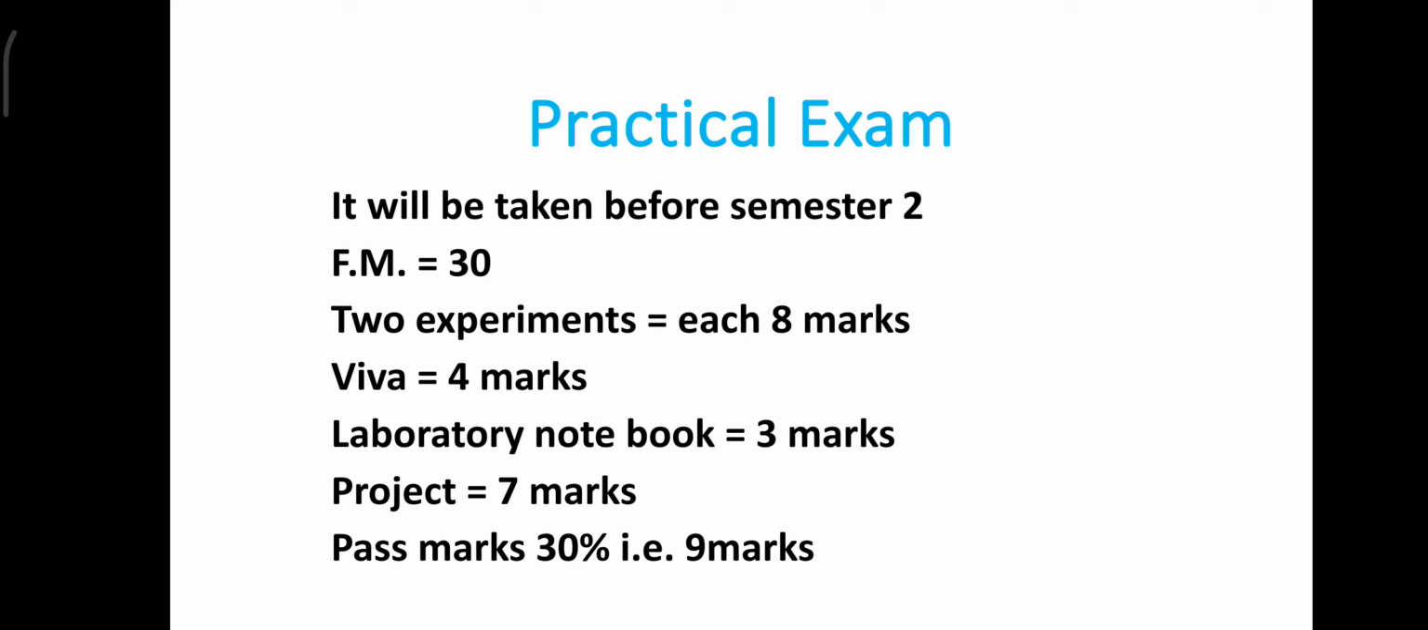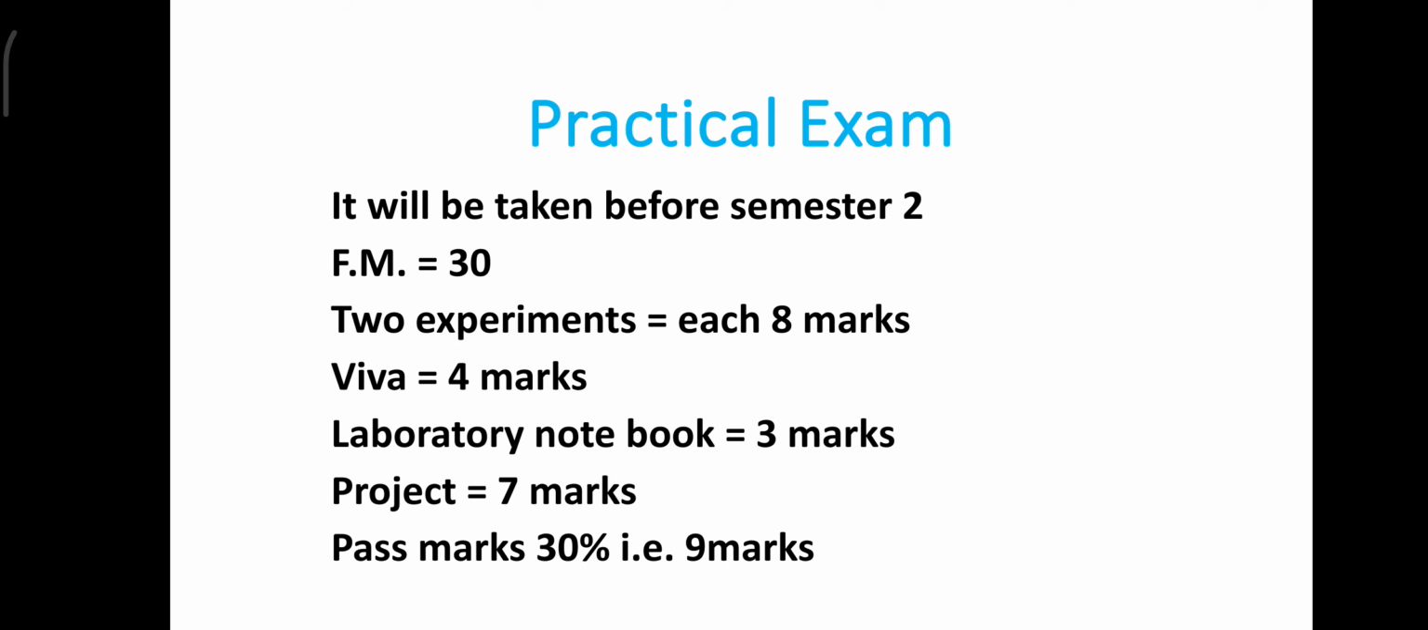Full marks is 30. Here the question paper is like this. You have to do 2 experiments. For each experiment, 8 marks is allotted. That means for the experiments the total is 16 marks. Viva on those 2 experiments is 4 marks. That means 2 marks for the first experiment and 2 marks for the second experiment.